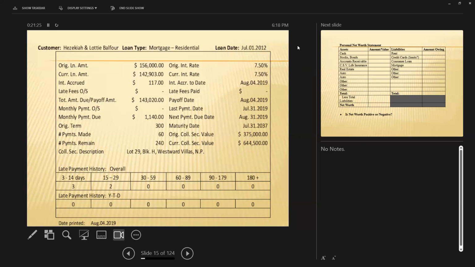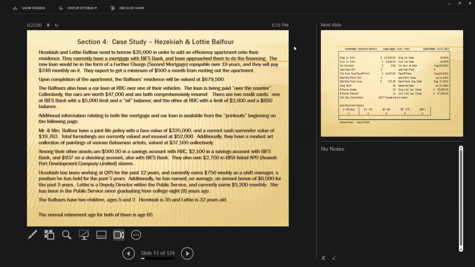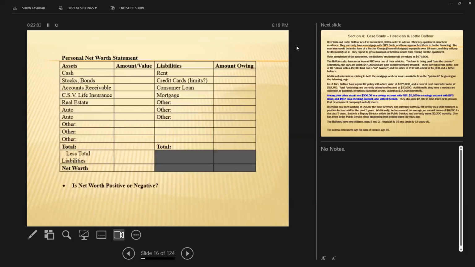Okay, I think I see George is joining us by Zoom. We're reviewing the case study of homework number 4, section 4, and we've just begun. Okay, so let's go back for those who've just joined us via Zoom. We were asked to complete the net worth statement, to complete the TDSR spreadsheet. Well, first of all, to say whether or not the net worth statement is positive or negative.